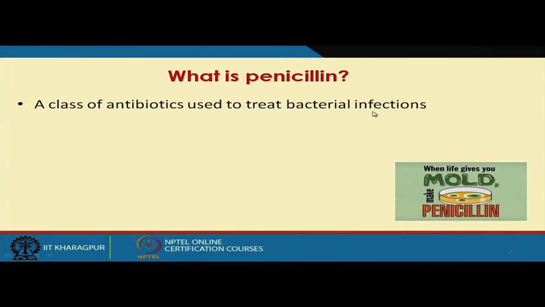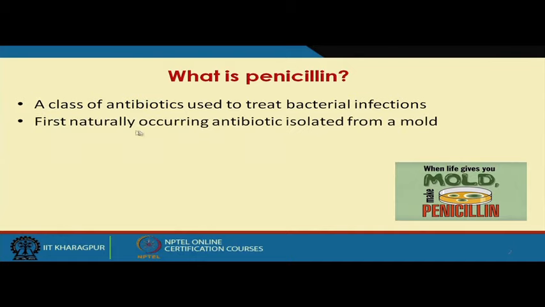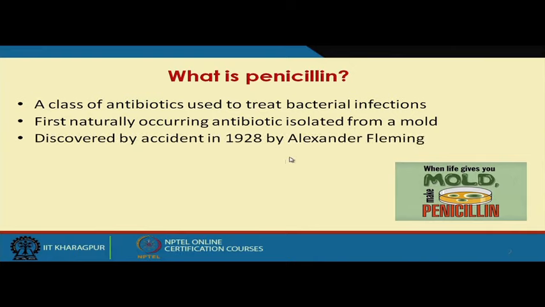used to treat bacterial infection. Let me tell you, antibiotics kill the germs, because it is a kind of infection that we have, and antibiotics kill that. It was the first naturally occurring antibiotic, isolated from mold. The mold is a kind of fungi used for the production of these antibiotics, and it was discovered by accident in 1928 by Alexander Fleming. This is a very famous scientist who first discovered penicillin, which has antibacterial property.